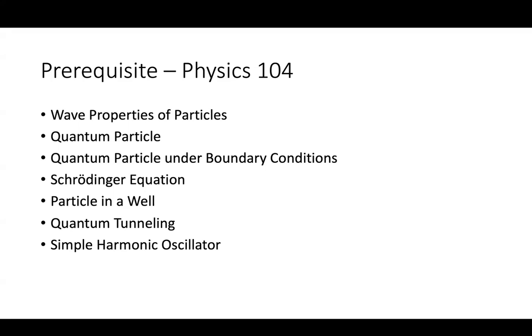Then you talked also about quantum particles in 104, quantum particles under boundary conditions, okay, quantum particles such as electrons. Okay. You also discussed, hopefully na-discuss yung Schrodinger equation, and then ginamit niyo yung Schrodinger equation to discuss yung particle in a well. Quantum tunneling, yung isang concept na pinag-aralan nyo rin dapat doon. And then, a brief conceptual overview ng simple harmonic oscillator.